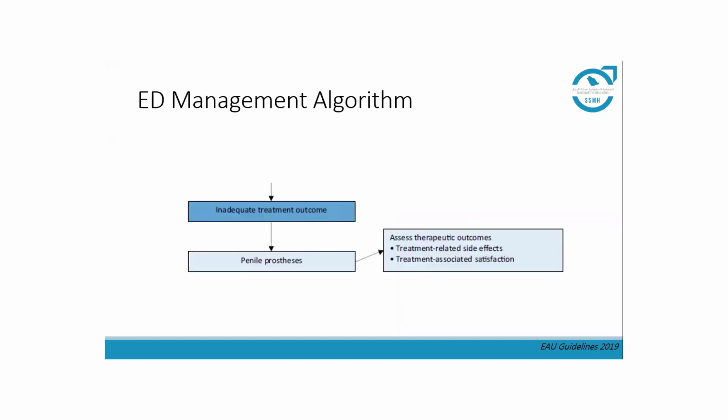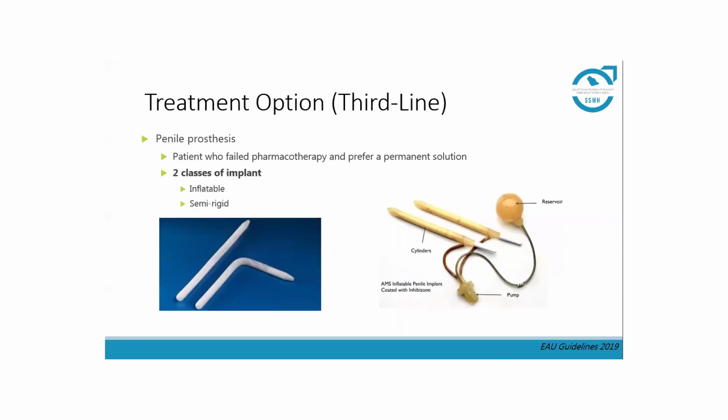So if the first line management fails and the second line management fails, then we go to the third line, which is surgery. Surgery, the only option for them is to have a penile prosthesis. We have two types of penile prosthesis. We have the semi-rigid or malleable penile prosthesis, and we have the inflatable penile prosthesis. Both of them are considered safe in good hands.